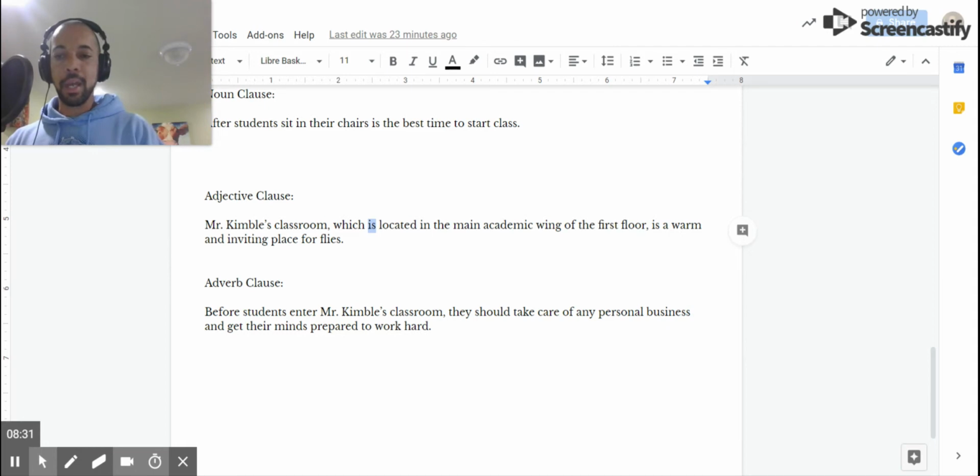Well, some of you right away, you're going to say classroom is, which you're kind of correct, but you have this word, which, is the pronoun for the word classroom. And the pronoun is being used as the subject for this clause. It is also a subordinating conjunction. A little bit confusing, same word, performing a couple of different tasks in the same sentence or in the same clause. So, because I see the time is running out, I'm just going to say this fairly quickly, which is located in the main academic wing of the first floor. It has the verb, it has a predicate, it has a subject, but it doesn't sound like it makes sense all by itself, which is absolutely true.